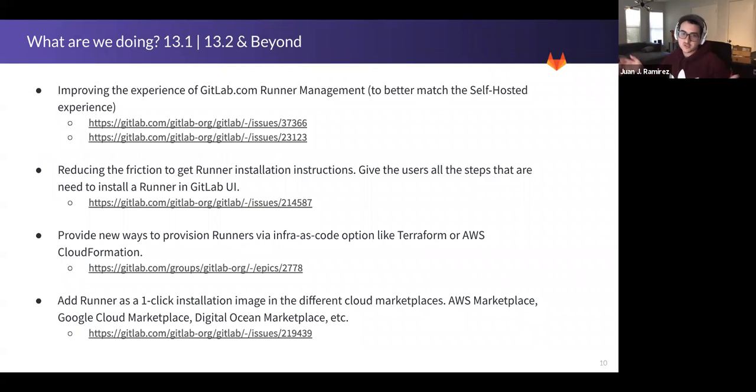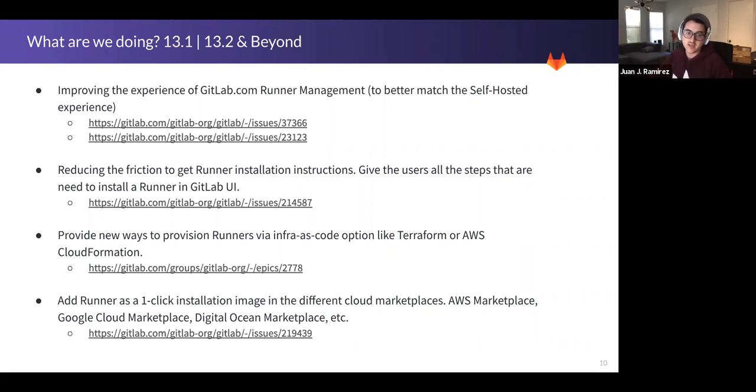All right, so a lot of stuff going on. So we are working in many areas to improve this, and this is gonna be a large effort. This is 13.1, 13.2, and beyond. But the things that we're working on right now is basically improving the experience of the GitLab runner management to match what we have in the self-hosted. So this is basically the idea of managing many runners from a group level, reducing the friction to get runner installation instructions. Right now, when you do that, you have to go to the documentation, open the documentation, read a bunch of things. Now we're gonna create this new UI that's gonna show all the installation instructions from the GitLab UI without leaving the UI.